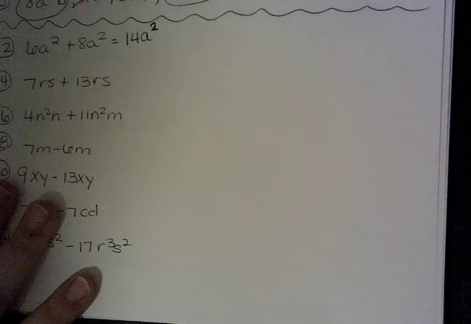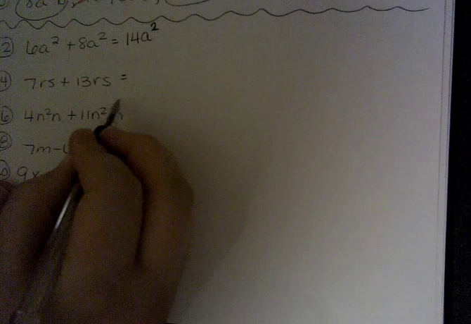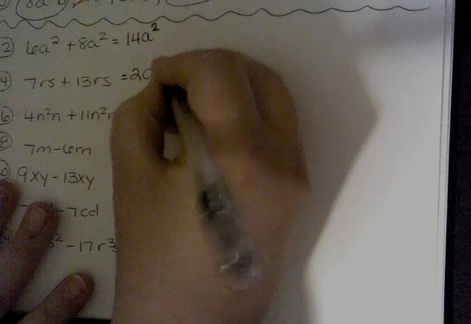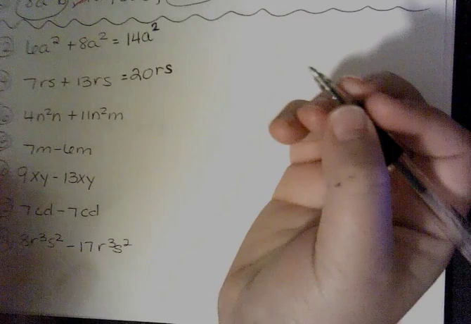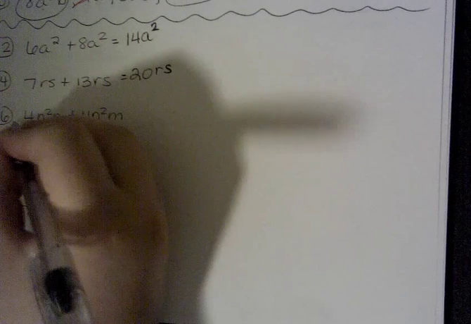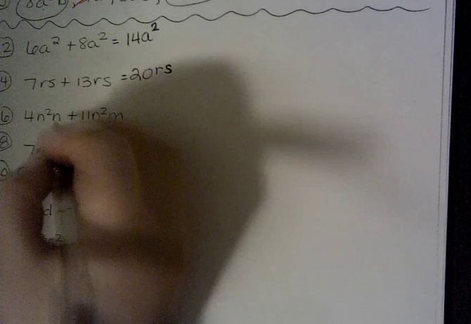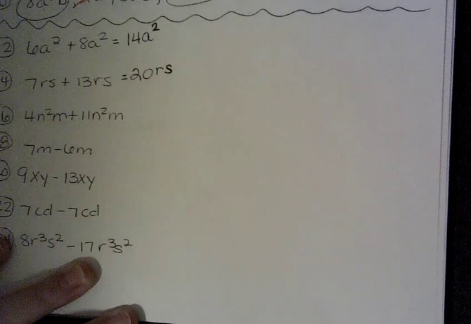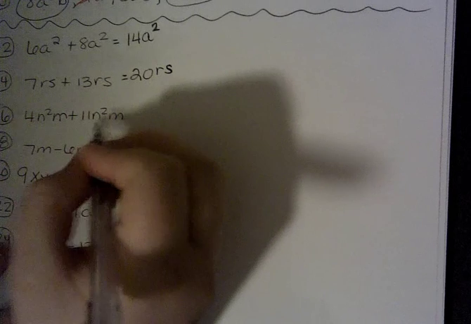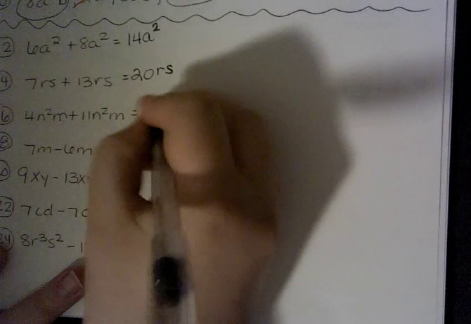So here we have 7rs plus 13rs. Well, 7 plus 13 is 20. And you're going to still have that rs in your answer. Number 16, notice, they are both like terms. So you can go ahead and combine them. 4n squared m plus 11n squared m is going to give me 15n squared m.